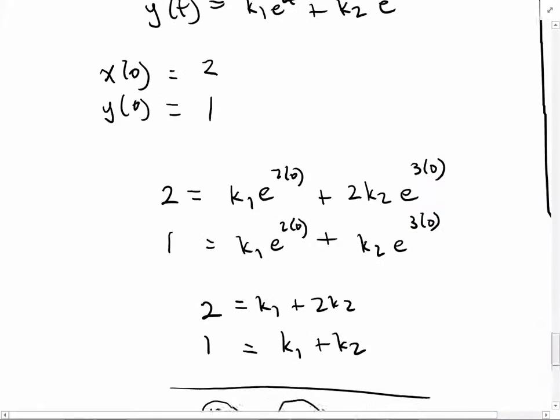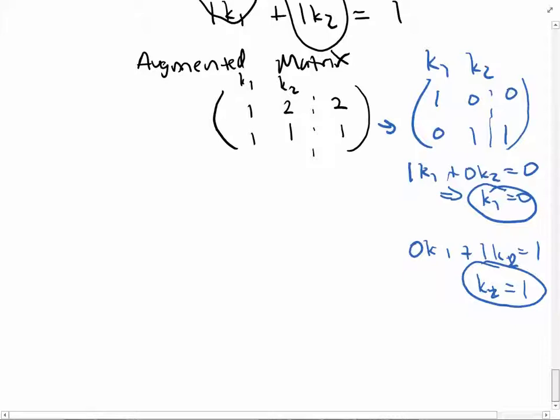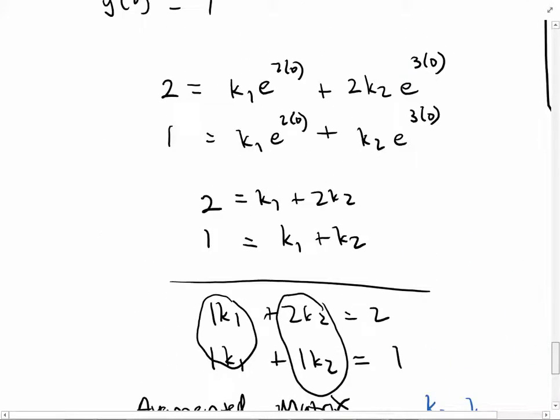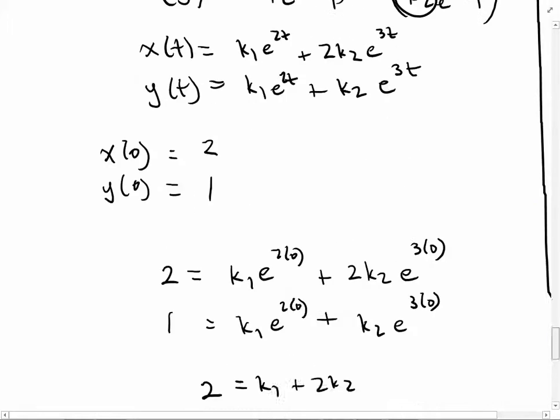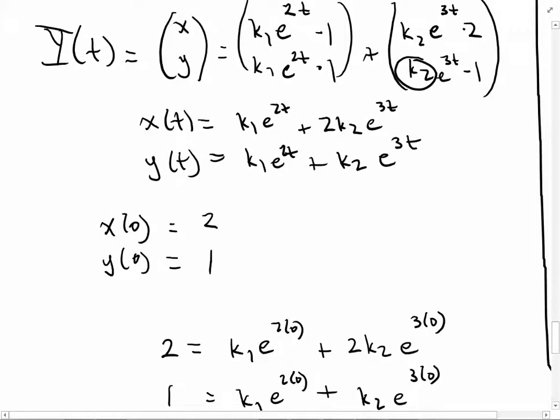So I'm going to plug these back in real quick so we can see what these look like. So k1 is 0 and k2 is 1. So basically my solution for x of t is just 2e to the 3t. And my solution for y of t is equal to k2, which is, again, just 1. So I have e to the 3t.